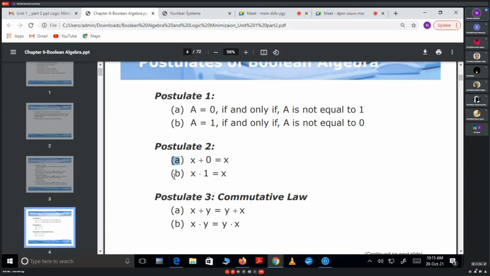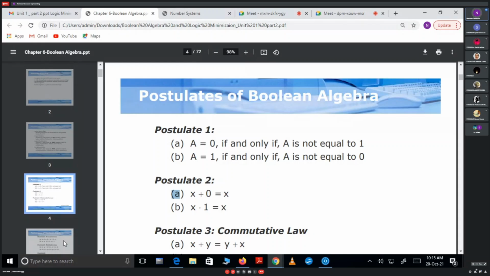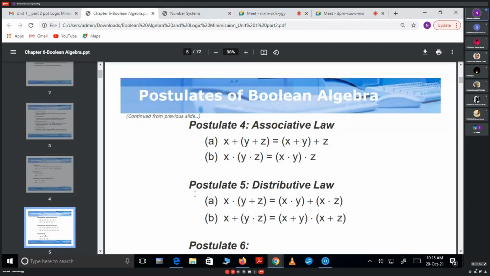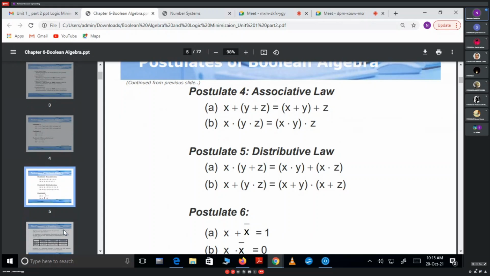But in terms of representation, in terms of logic gates, sometimes it is required. So when you do the practice, at that time you will come to know how it will be applicable. Then the distributive law, this is postulate 6.